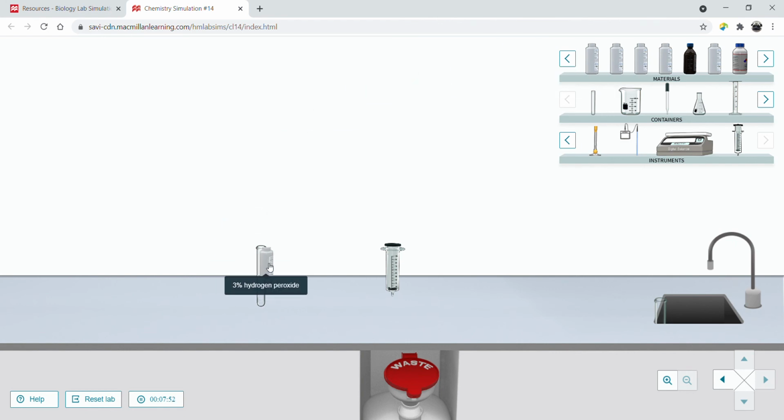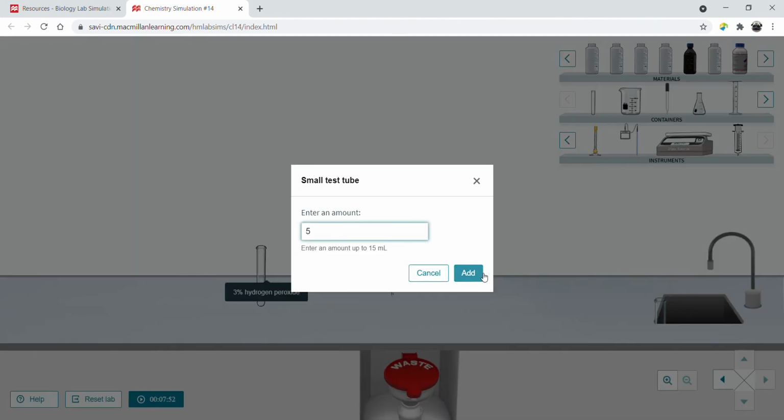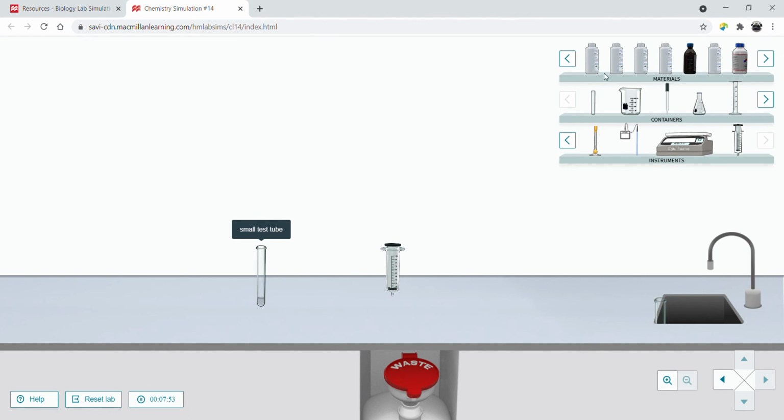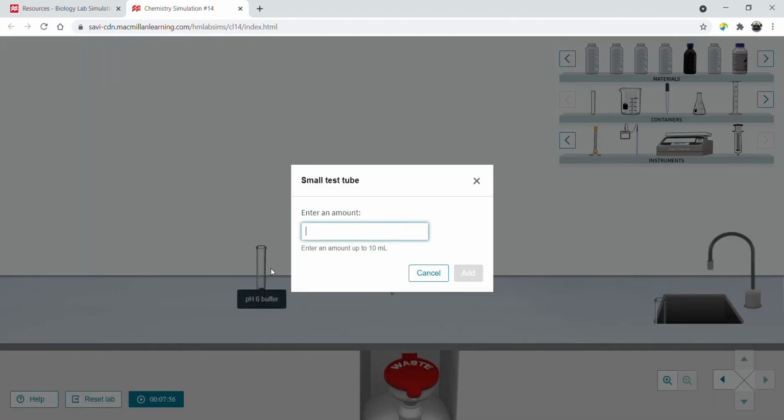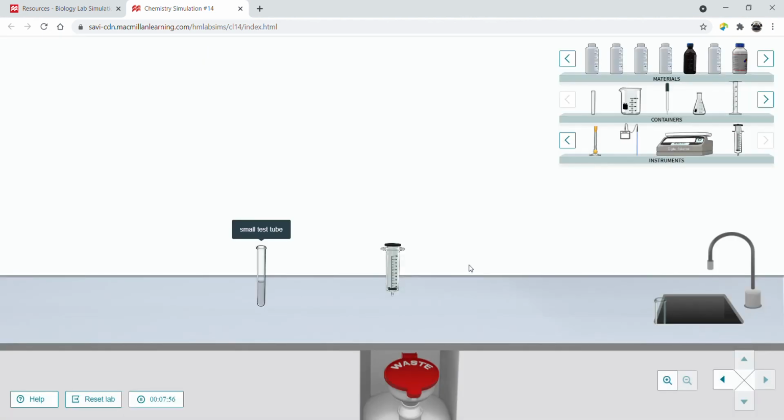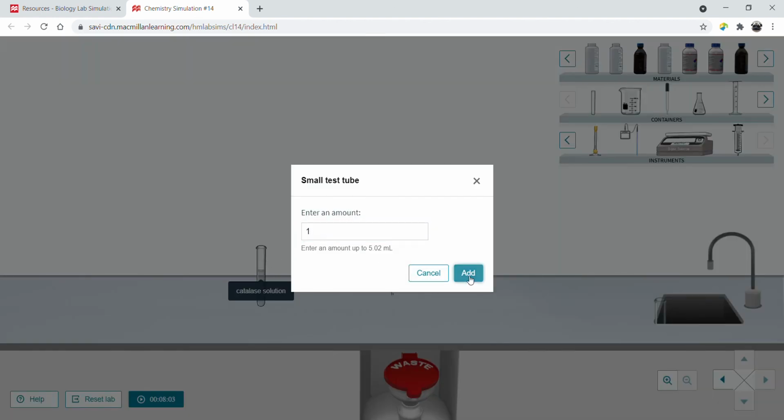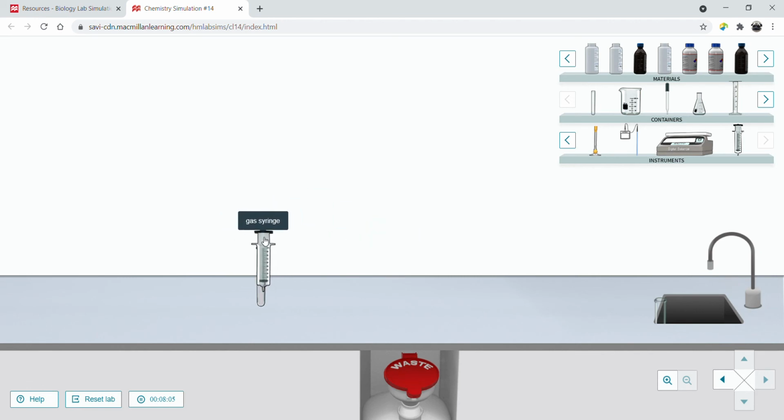Here's our peroxide. Our pH is 6. Here's our pH. Let's not do that again. All right. And let's get our catalase. And we're going to add 1 ml, and then we're going to go quick. Whoa, there we go. Okay.